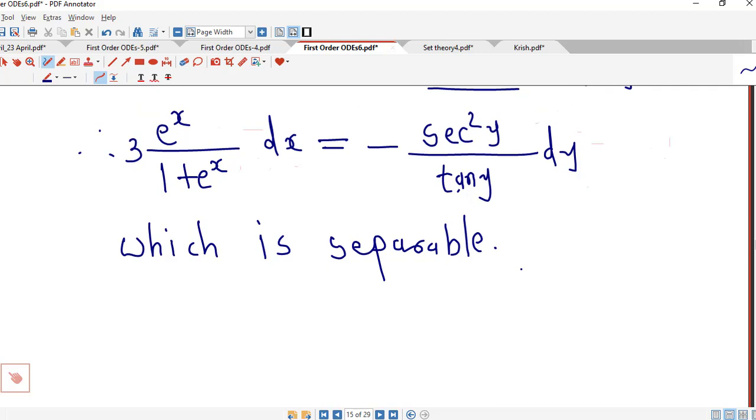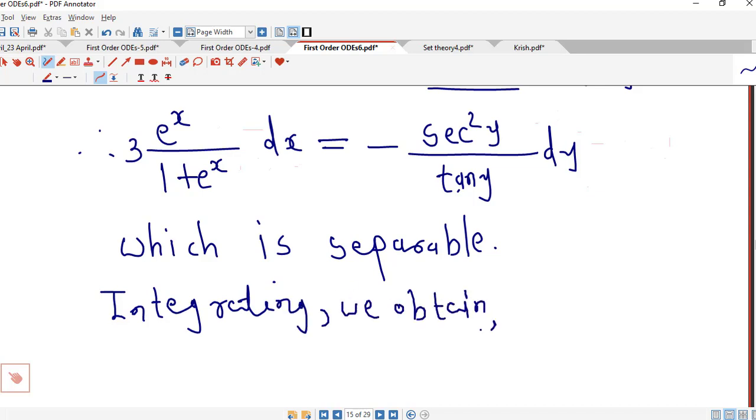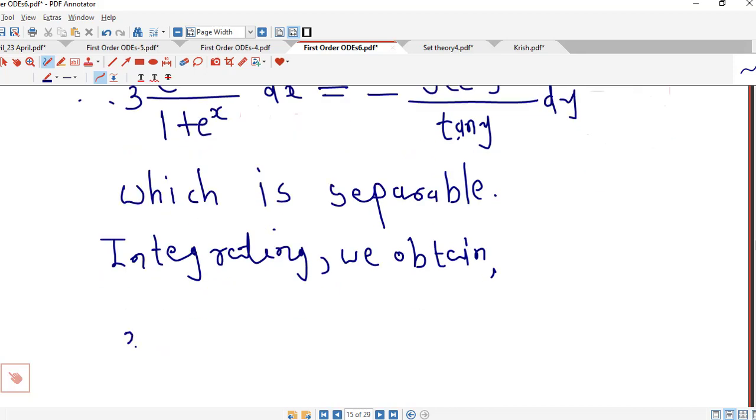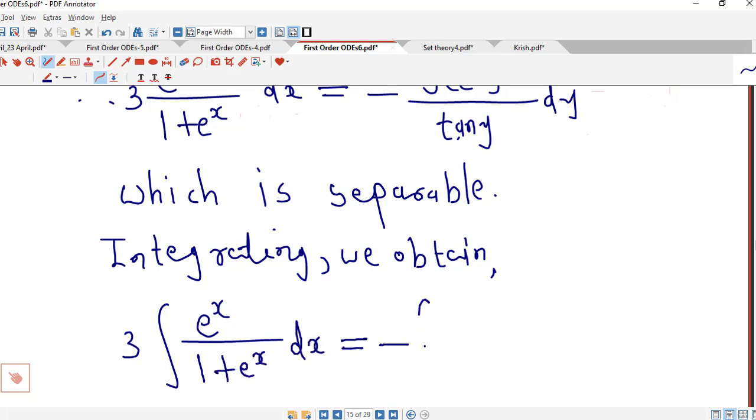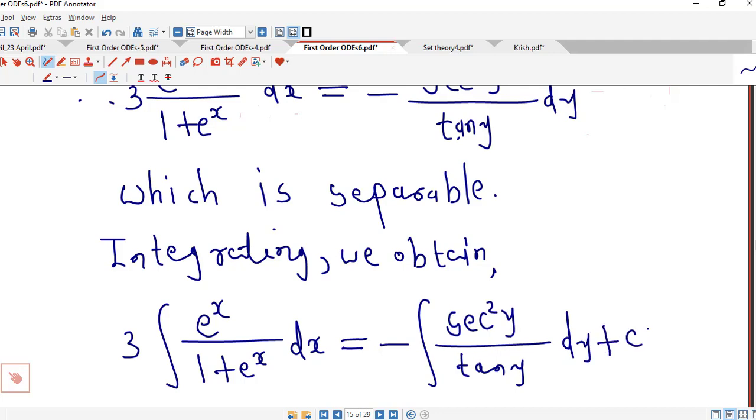So all we have to do is integrate both the sides. Integrating, we obtain 3 times, let me write the integral sign, e raised to x over 1 plus e raised to x dx equal to minus, here we have sec square y over tan y dy plus c.